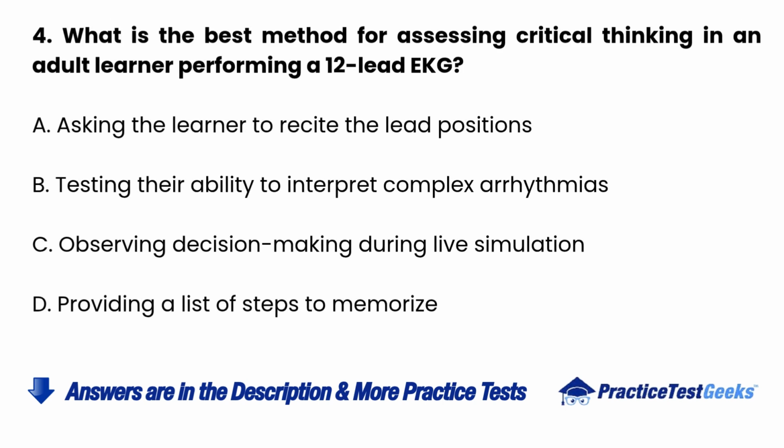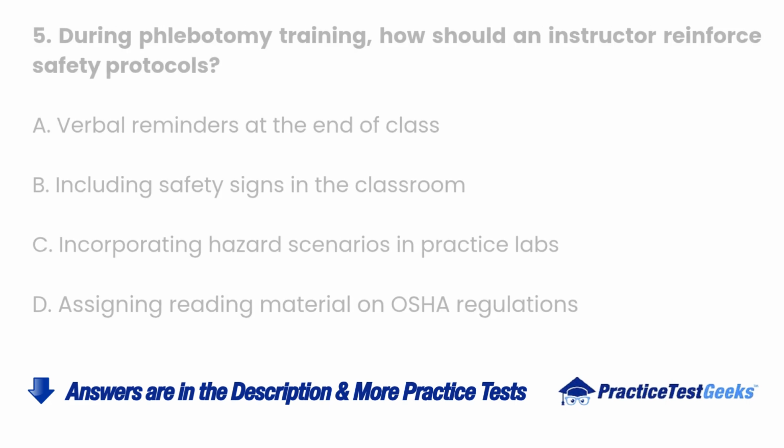4. What is the best method for assessing critical thinking in an adult learner performing a 12-lead EKG? A. Asking the learner to recite the lead positions. B. Testing their ability to interpret complex arrhythmias. C. Observing decision-making during live simulation. D. Providing a list of steps to memorize.